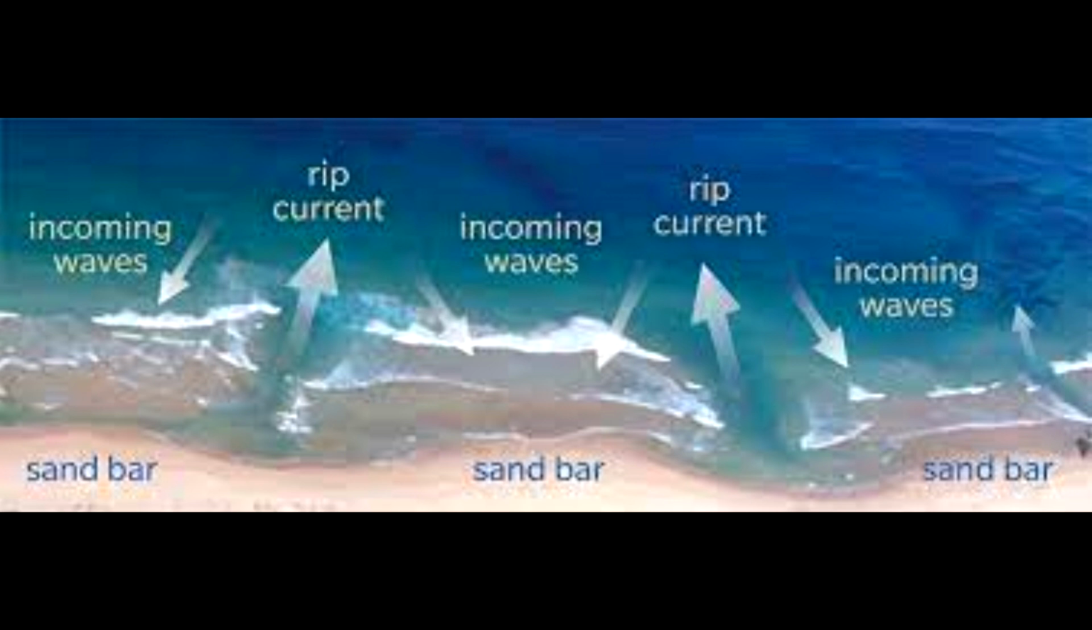Rip currents are often narrow, and the National Oceanic and Atmospheric Administration, or NOAA, and the USLA suggest trying to swim parallel to the shore and out of the current. Once you've gotten out of the current, you can begin swimming back to shore. You may want to swim toward white water, where the waves are breaking. That may help you out of the rip.